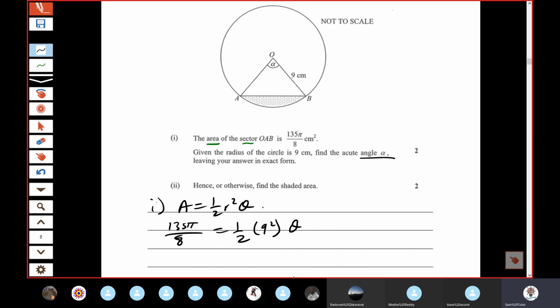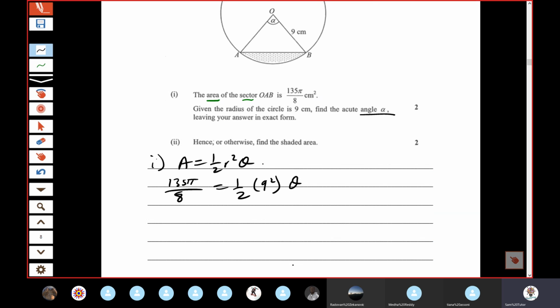All right, any questions before I continue? 9 squared divided by 2. So obviously you're going to times it by 2. 270 pi on 8 equals 81 theta. Divide by 81. 270 divided by 8 divided by 81 becomes 5 on 12. So everybody check that. Make sure you get the same answer as me. I got 5 pi on 12.